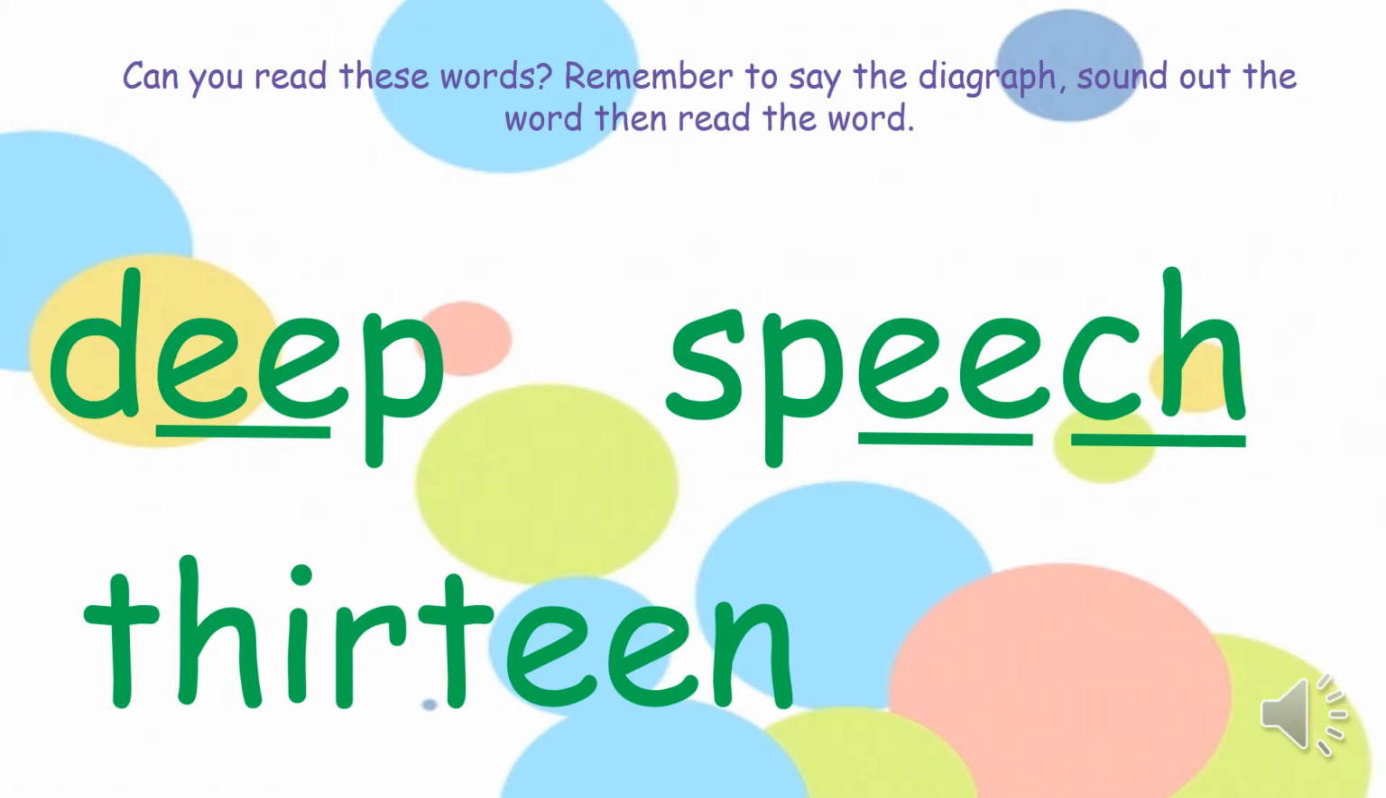Let's look at the last word. Can you spot the digraphs? There are three, and the digraphs are E. Now let's sound it out. Th, t, e, n, teen, 13.